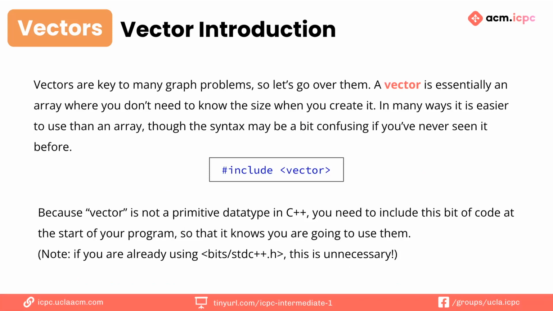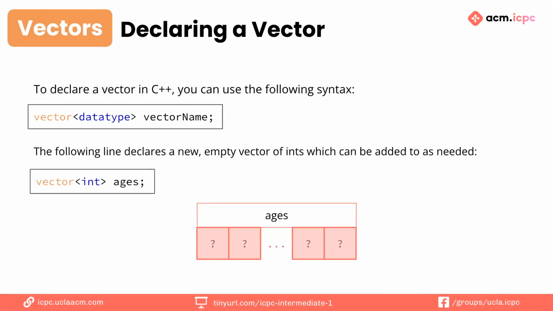In C++, in order to use vectors, you just need to make sure you include the library for them, which is #include <vector>. If you're on Windows and you're using bits/stdc++.h, then you're good, but it's important to know. If you want to declare a vector, this is the syntax. You say what data type you want to put in it in those angle brackets. You declare a name for it. And as you can see, if you want to create a vector of ages of undefined length, you could just do vector<int> ages.